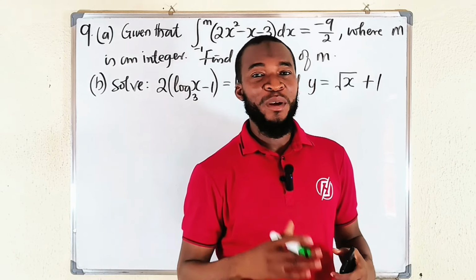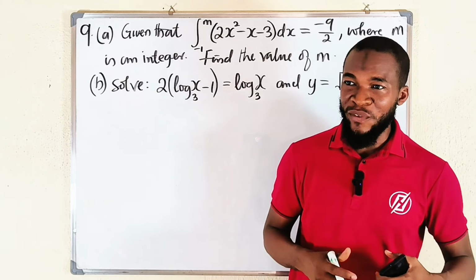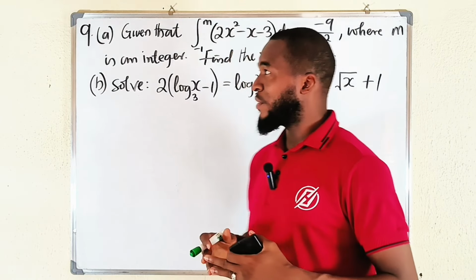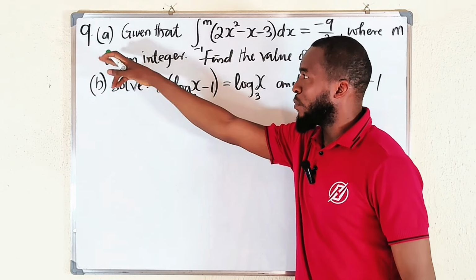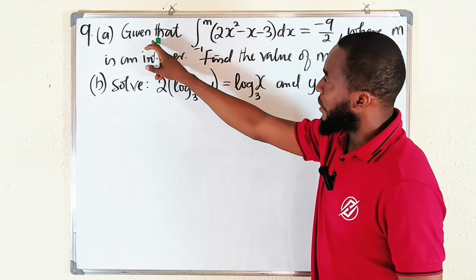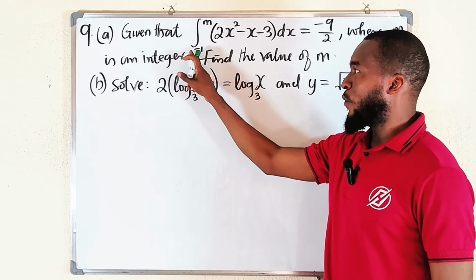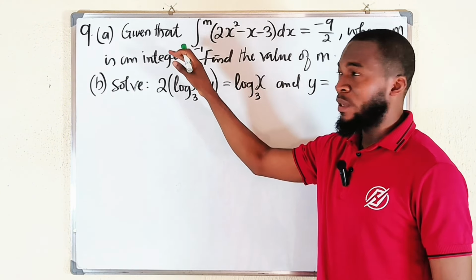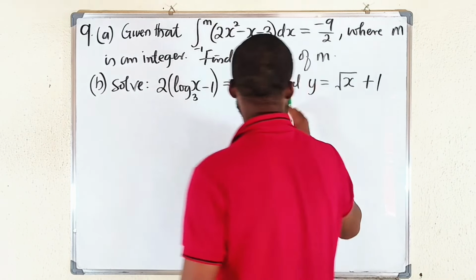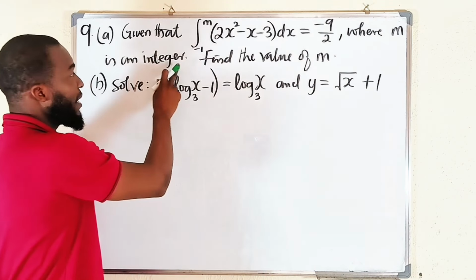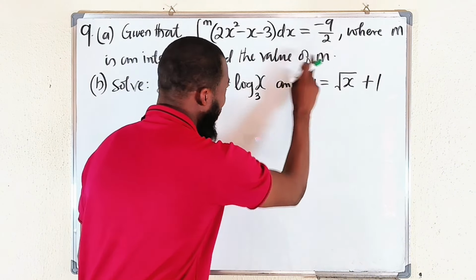And here is question number 9 of WAEC 2025 for the mathematics examination, the theory questions. The A part of question number 9 stated that given that the integral of the whole of this function from -1 to m, this is a definite integral, right? Is equal to -9 divided by 2, where m is an integer, we're asked to find the value of m.